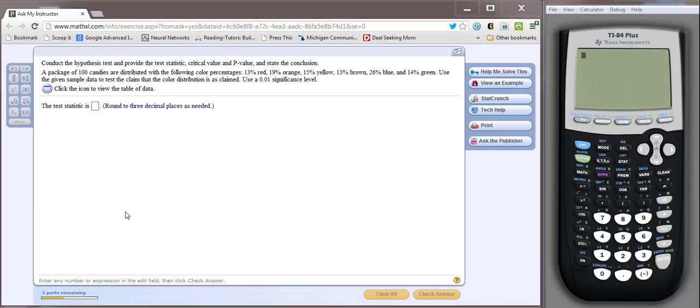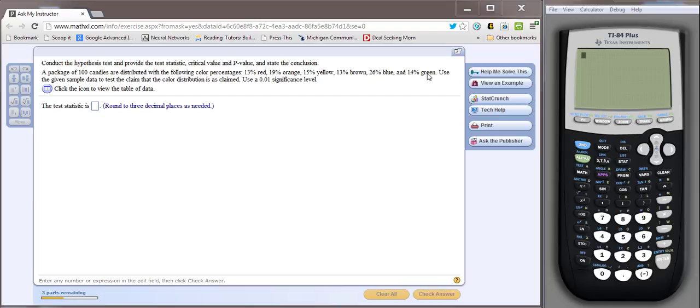In this problem, we're going to do a goodness of fit problem. It says, conduct the hypothesis test and provide the test statistic, critical value, and p-value, and state the conclusion. A package of 100 candies are distributed with the following color percentages: 13% red, 19% orange, 15% yellow, 13% brown, 26% blue, and 14% green.